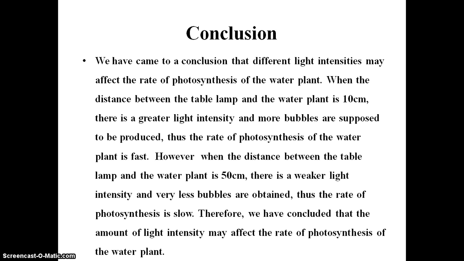When the distance between the table lamp and the water plant is 10 cm, there is a greater light intensity and more bubbles are supposed to be produced. Thus, the rate of photosynthesis of the water plant is fast. However, when the distance between the table lamp and the water plant is 50 cm, there is a weaker light intensity and very few bubbles are obtained. Thus, the rate of photosynthesis is slow. Therefore, we have concluded that the amount of light intensity may affect the rate of photosynthesis of the water plant.